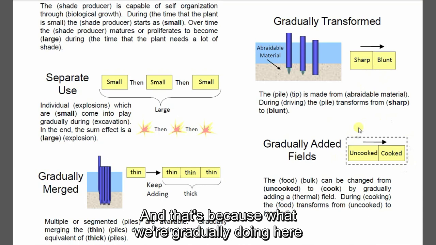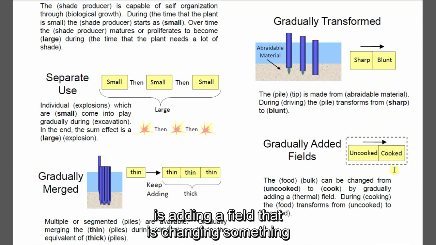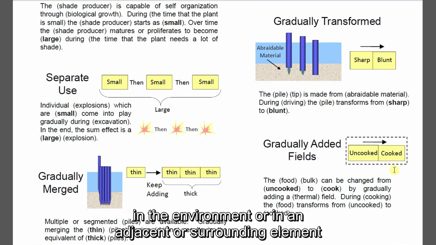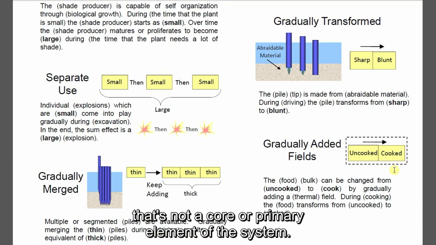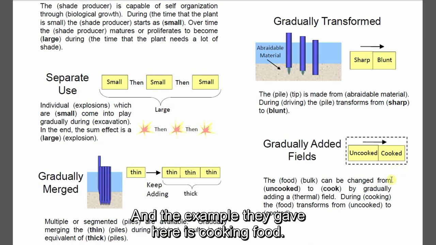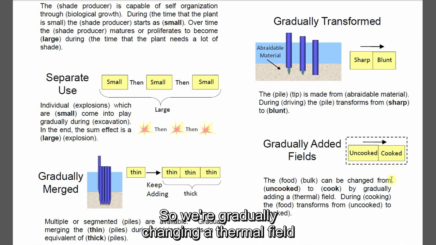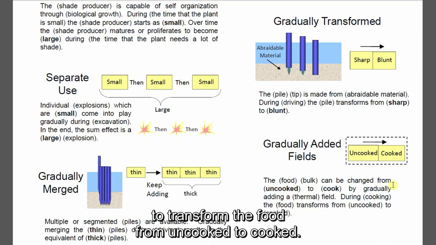And that's because what we're gradually doing here is adding a field, that is changing something in the environment or in an adjacent or surrounding element that's not a core or primary element of the system. And the example they gave here is cooking food. So we're gradually changing a thermal field to transform the food from uncooked to cooked.